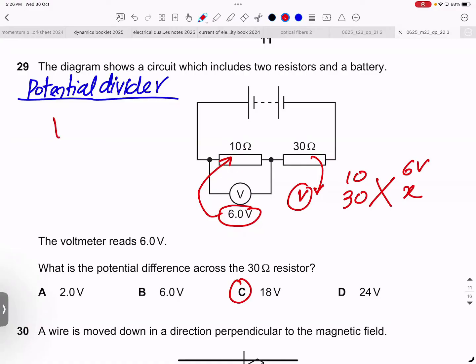Potential divider says voltage share is proportional to resistance. The more the resistance, the more will be the voltage share.